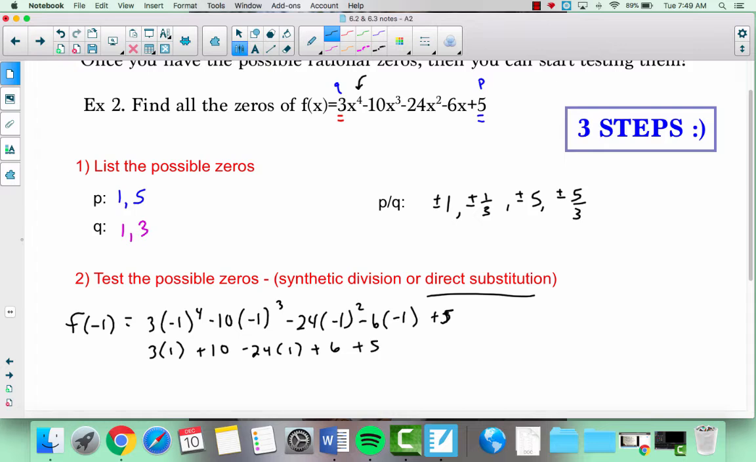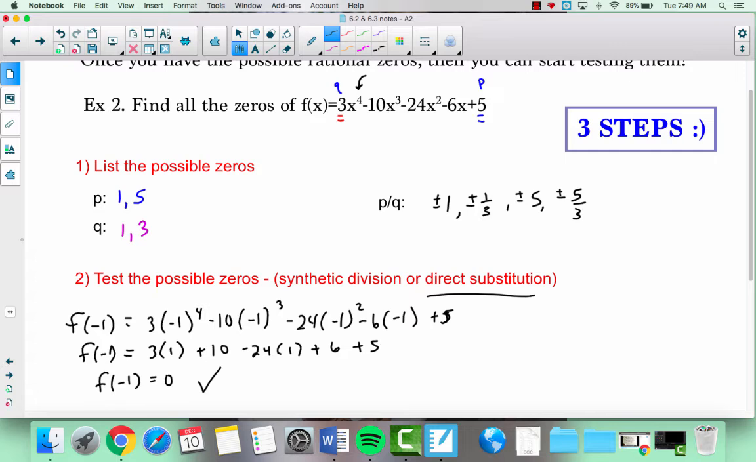And now we can just go ahead and start simplifying. So I'm just going to be adding and subtracting where necessary. And we do get that when you plug in -1, you get 0. So this one I just got lucky. It happened to work. And you could start with any number.